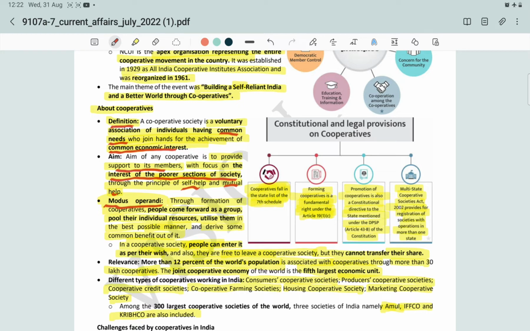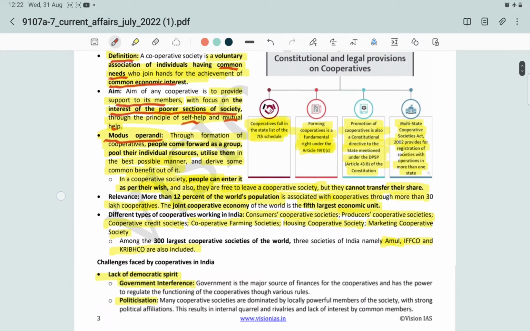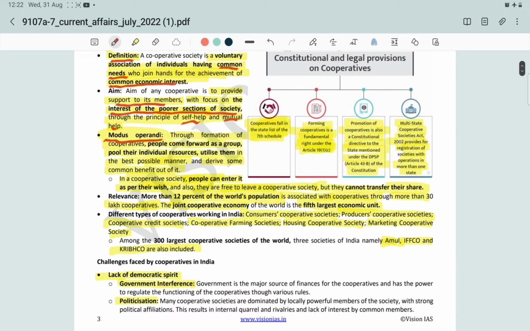Then what is the relevance of the cooperatives in today's scenario? More than 12% of the world's population is associated with the cooperatives through more than 30 lakh cooperatives, and the joint cooperative company of the world is the fifth largest economic unit.